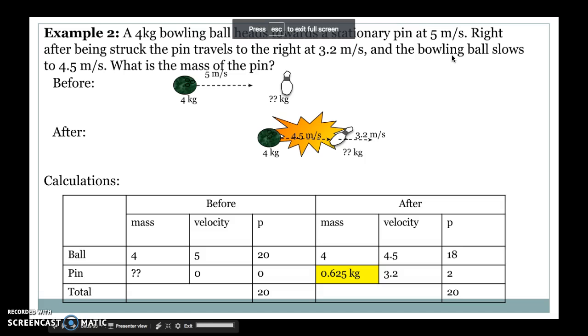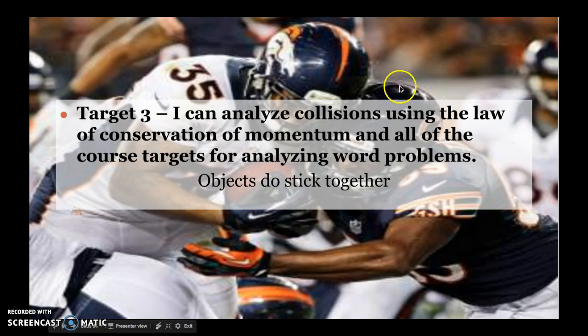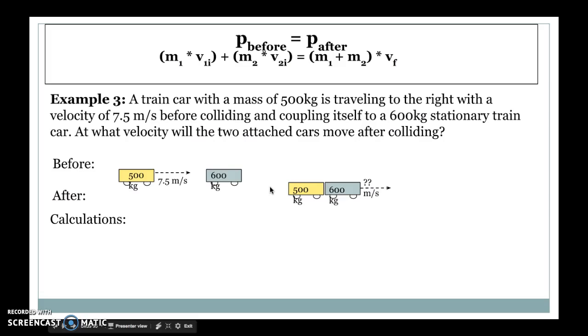All right, so that's the first scenario when objects bounce off of each other. The second scenario is when objects stick together. So this would be like a football player, or playing football is a good example. When you make a tackle, you try and wrap the guy up and take him down. And so the objects become one object at the end.